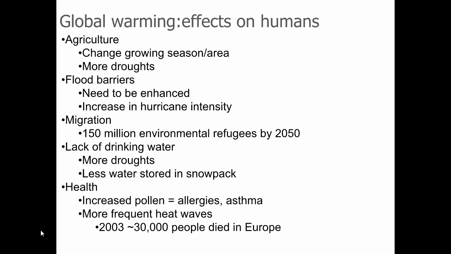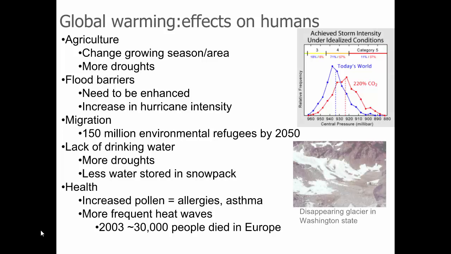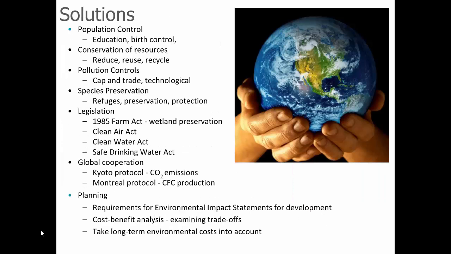These are some effects of global warming on humans. Changes to the growing season, more droughts, barriers to floods. The more global warming happens, the more flooding there will be. People will need to find other places to live if their homelands become inhospitable. More droughts, less water stored in the snowpack to provide drinking water. Increased pollen, allergies, asthma, more heat waves, and so forth. So there are a lot of negative effects of global warming.